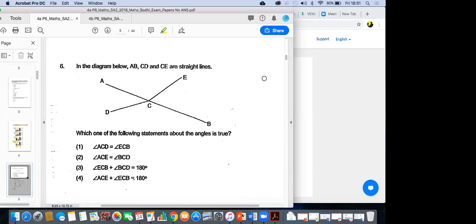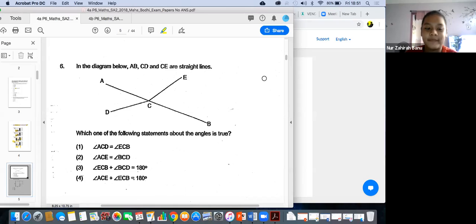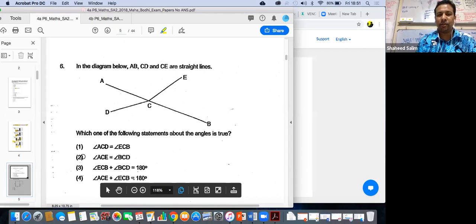Number 4. Raihana, is it? Same. Shafiqah, same. Zahira? Answer also number 4. Okay. Sophia, I do not know whether you're there, but if you are, your answer is also correct. ACE is here.